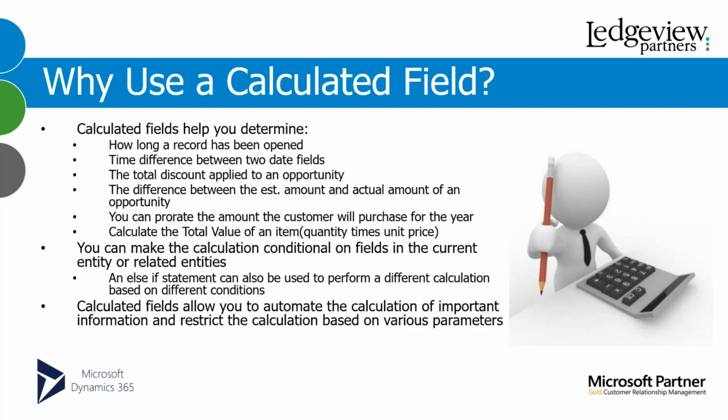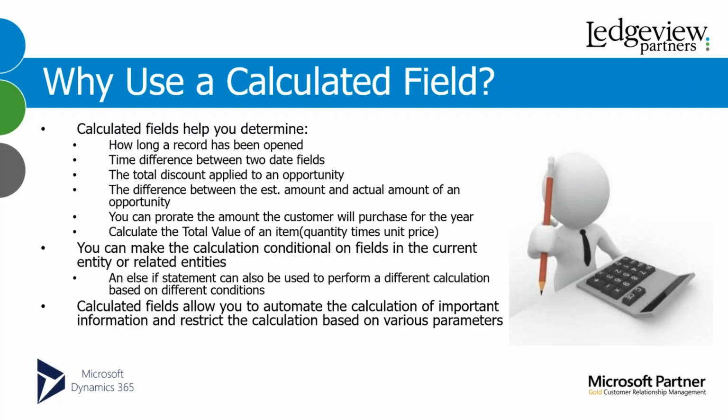Another really cool thing about calculated fields, you can set a condition. For an estimated value, or that example where we're saying the difference between an estimated amount and an actual amount, it's not going to do you any good if there isn't an estimated value and there isn't an actual value. So you can set it to only calculate when those two fields have data.